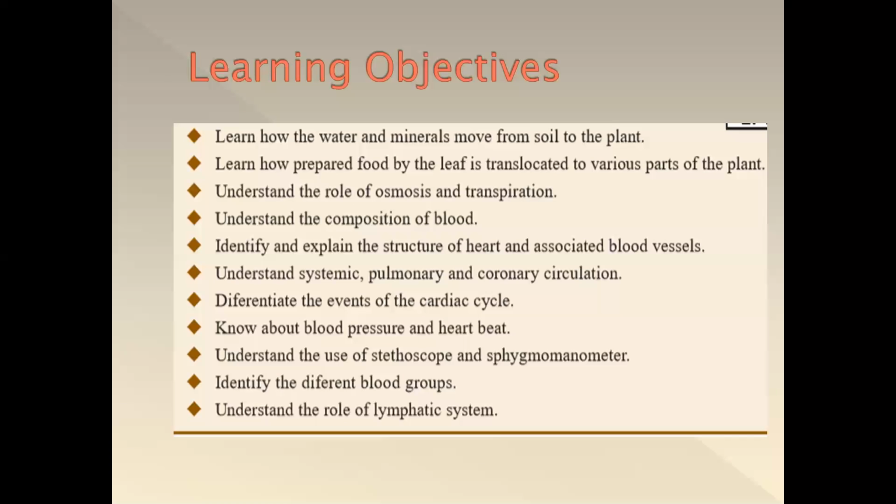The rest of the things: differentiate the events of the cardiac cycle, know about blood pressure and heartbeat, understand the use of stethoscope and sphygmomanometer, identify the different blood groups, and understand the role of the lymphatic system. So before we go and read about the interesting chapter on animals and humans, we are going to read about the plants first.